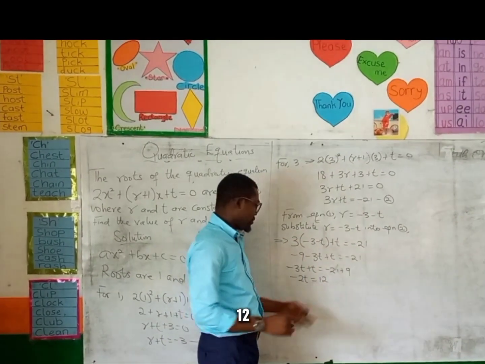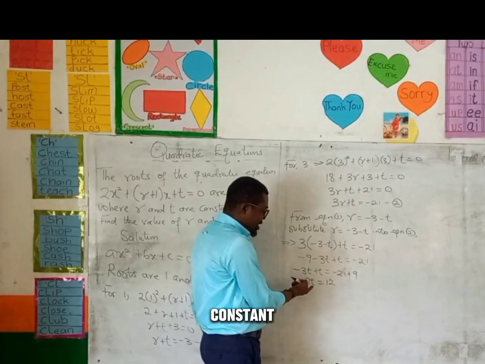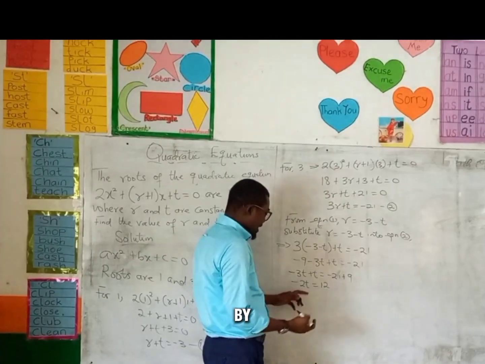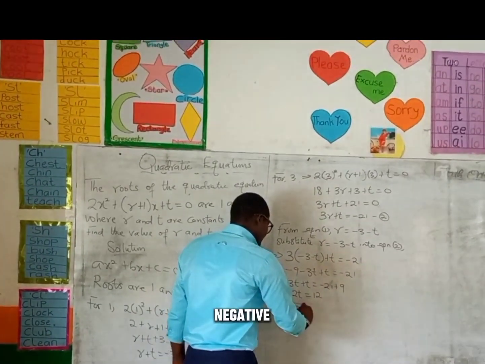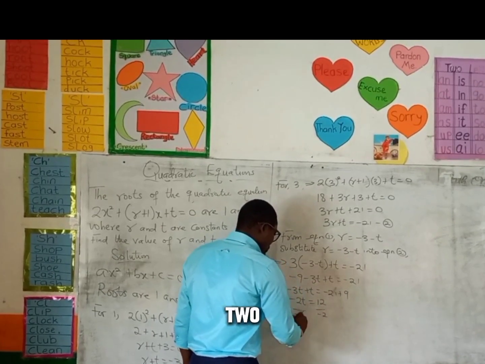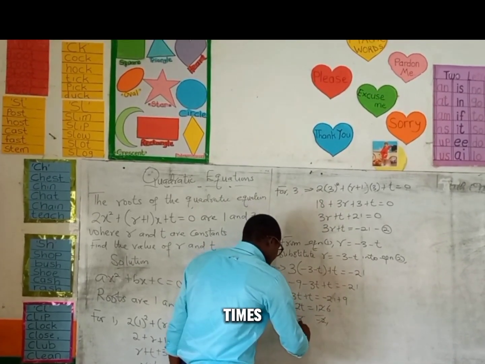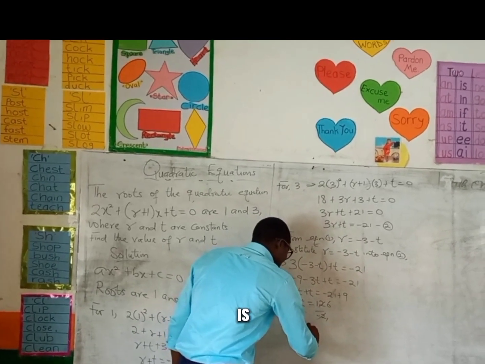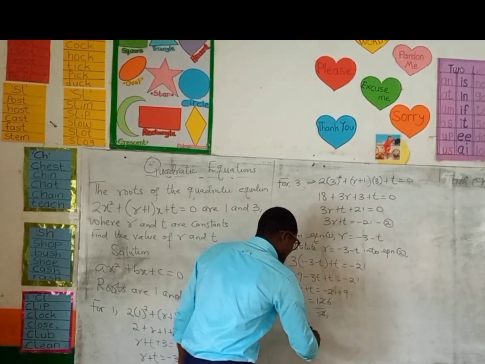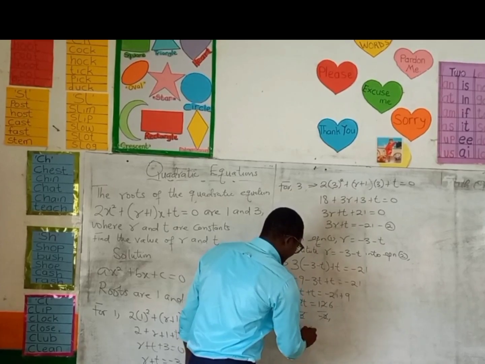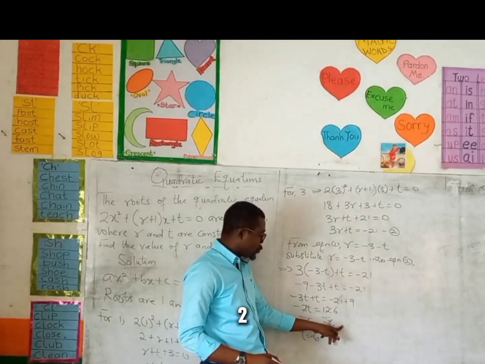Should give me 12. Now I'm looking for the constant t. So I'll divide both sides by negative 2. Negative 2 will go into 12 6 times. So it means that my t is equal to negative 6, because I divided both sides by negative 2.